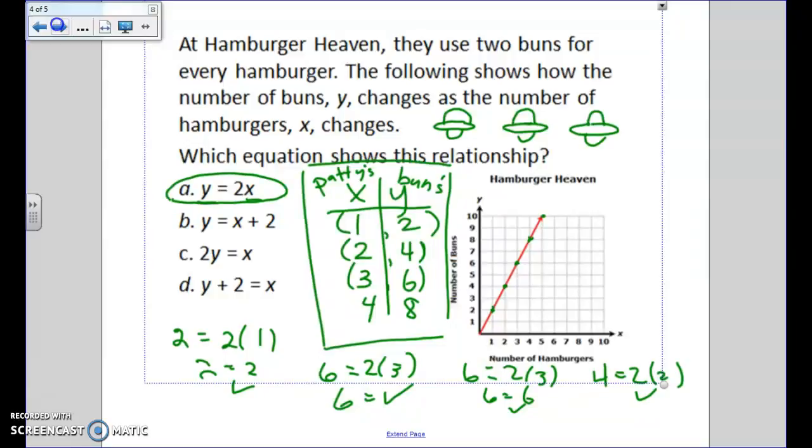Let's take a look, though. We just kind of got lucky there. Let's take a look at B. When I use B, I see that 2 equals 1 plus 2. And 2 equals 3. Is that true? No, so B can't be the answer.